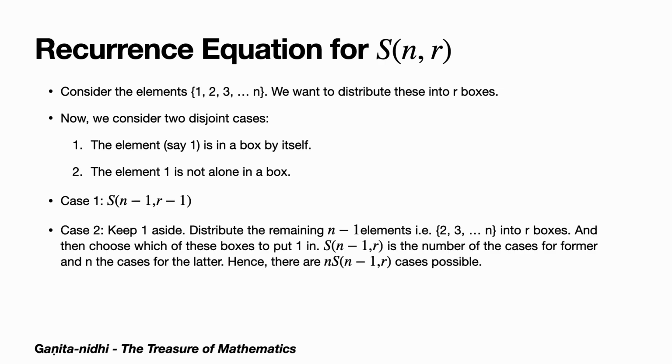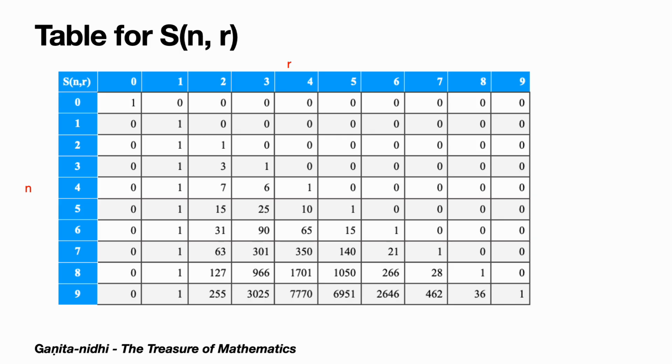So n minus 1 subset r is the number of cases for the former, and n is the number of cases for the latter, and we multiply these two numbers to get n multiplied by n minus 1 subset r. These two being disjoint cases, we add them up and get a recurrence equation for n subset r. Now let's try to calculate a few values for n subset r.